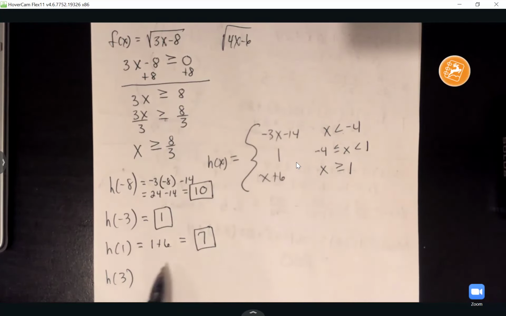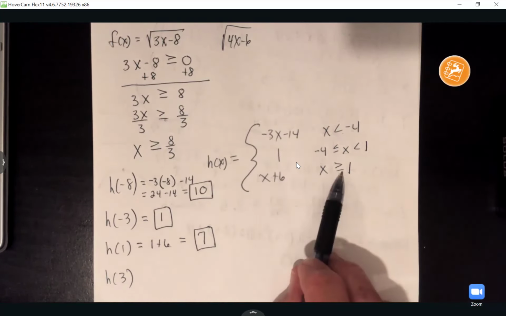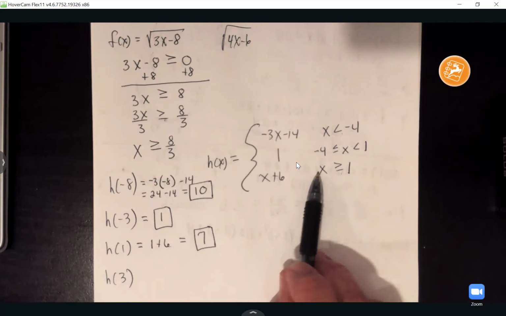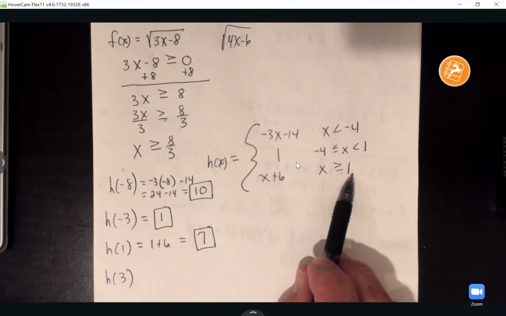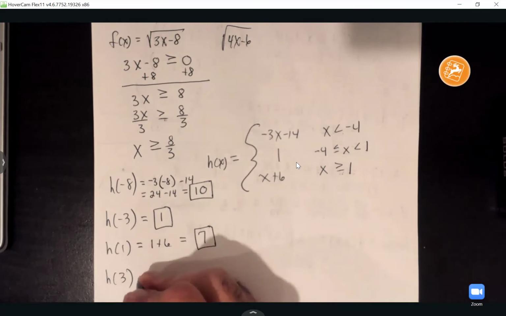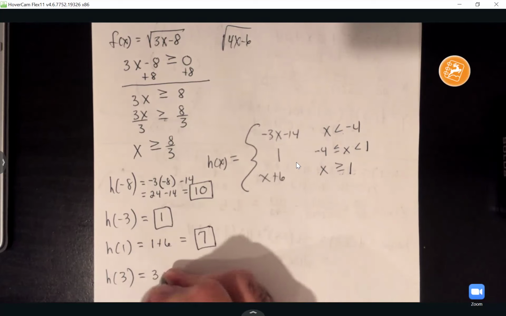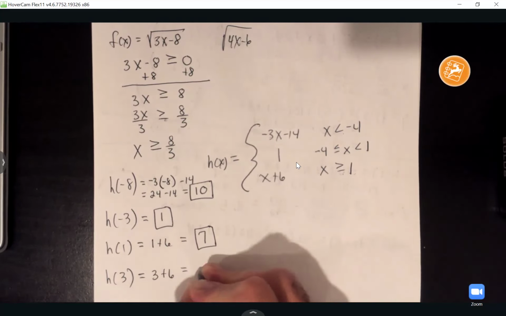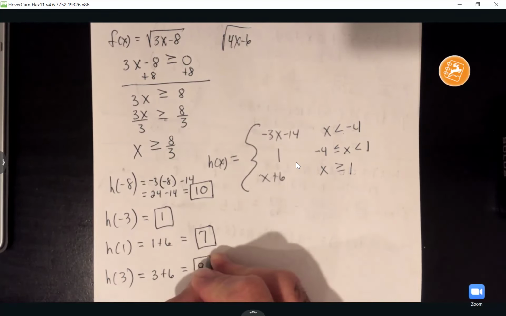H of 3, well, y'all, if 1 was greater than or equal to 1, 3 is definitely going to be greater than 1. So I use the same equation again and put a 3 in for the x. So that'll equal 3 plus 6, which will give us 9.